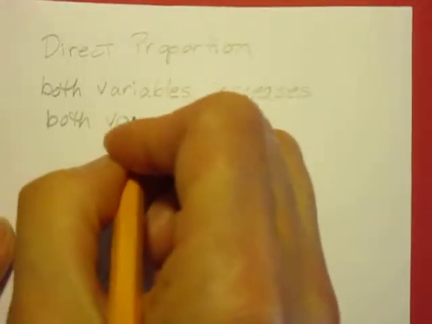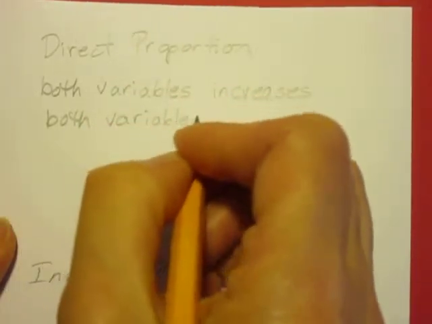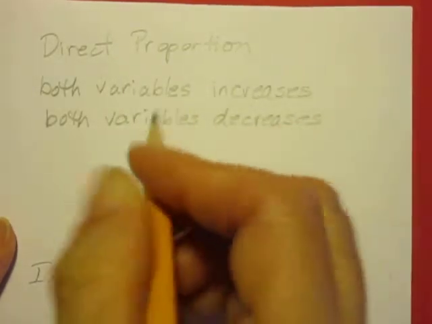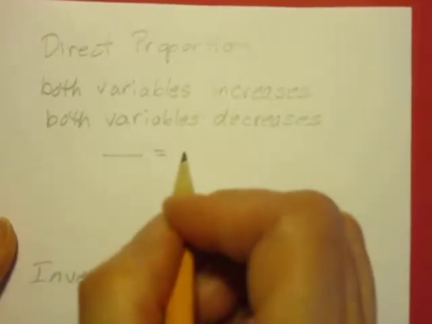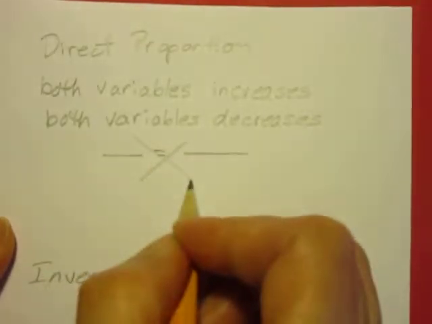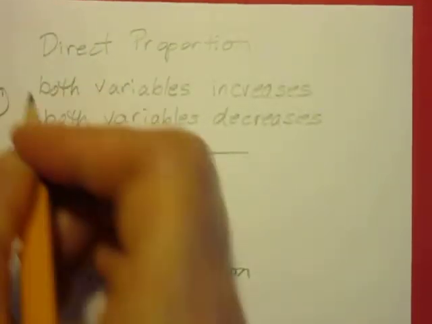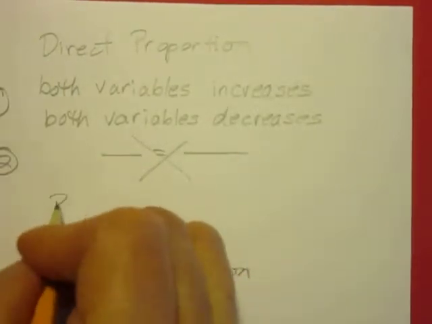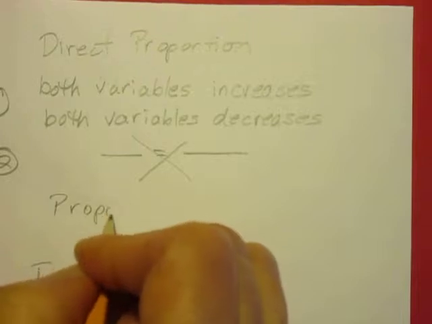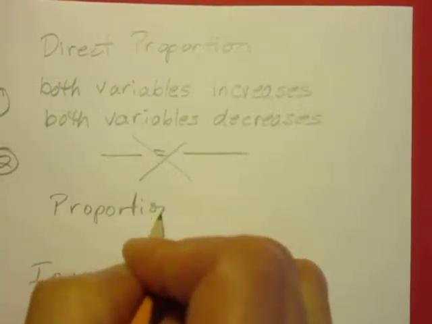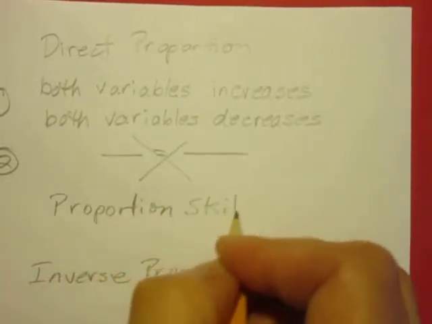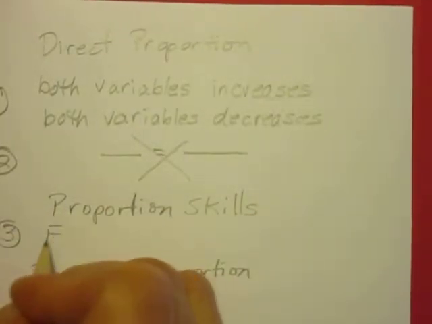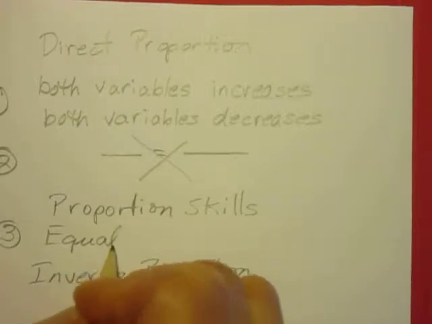That is a direct relationship. When you recognize that in a word problem, you need to keep in mind that you're going to set that up as equal ratios, and you're going to cross multiply and divide. So this is what you're looking for in your word problem. This is how you set it up: cross multiply and divide. You're going to be using proportion skills, because basically you have equal ratios.